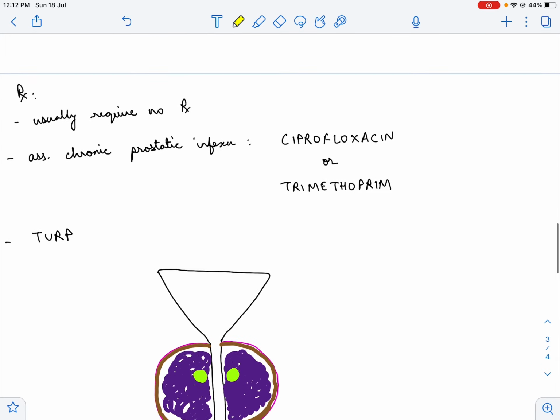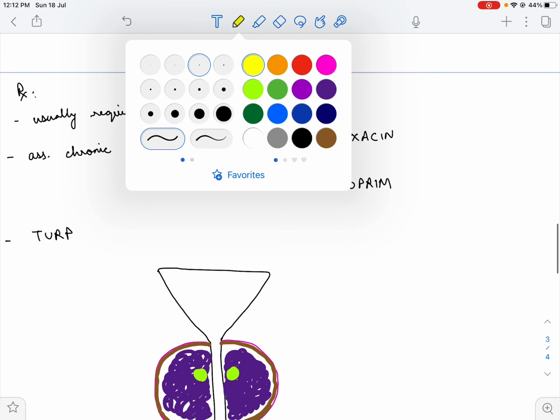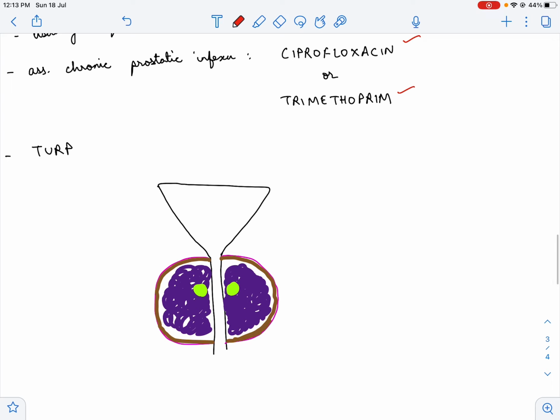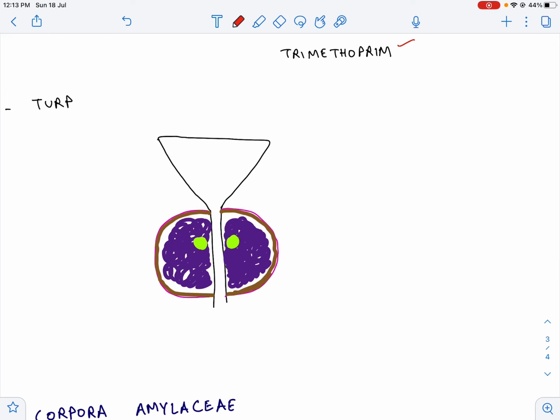Now, how do you treat these calculi? Because it is asymptomatic, you usually require no treatment. Supposing it is associated with chronic prostatic infection, then you have to give antibiotics. These antibiotics are usually ciprofloxacin or trimethoprim sulfamethoxazole. Supposing you feel that there is a need to remove the calculi, then it is best removed via a TURP.